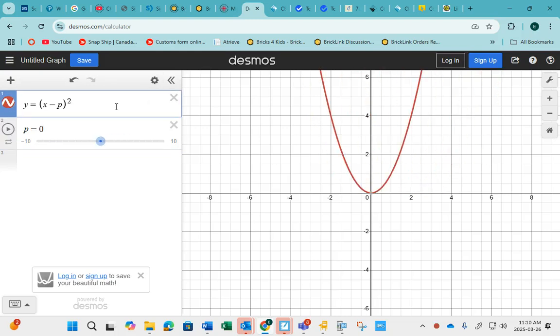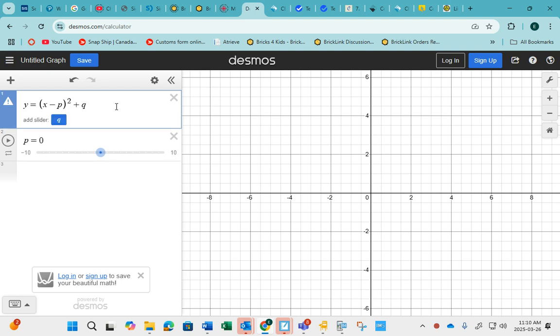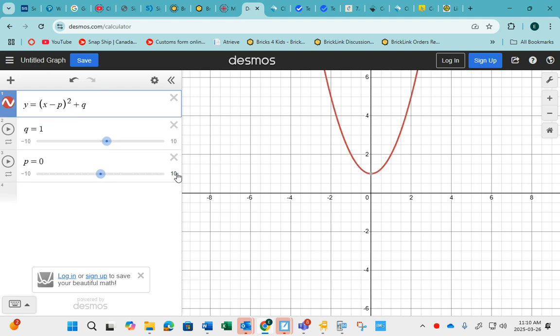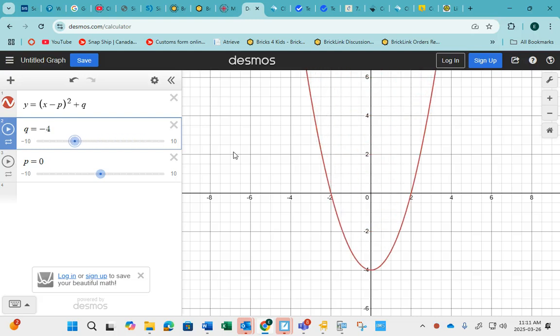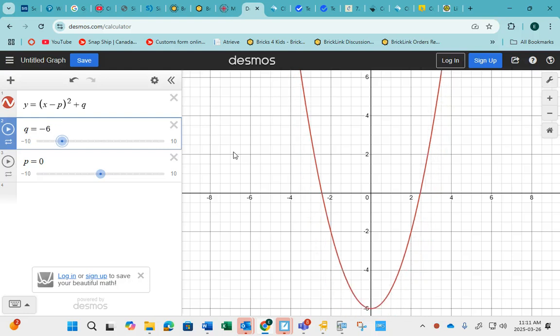Next, I can add my q and add a slider for that. Jump by ones again here. Perfect. And we noticed with the q value that if you go plus 1, it moves it up 1, plus 2 moves it up 2, plus 3 moves it up 3, plus 4, plus 5, plus 6. Uh-oh. Plus 7 makes it disappear. No, it's just too high. There it is again. Don't worry. And if you went negative, it goes down, and so on.